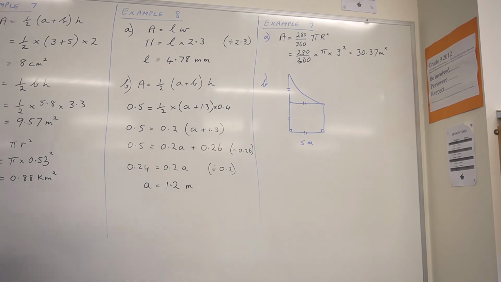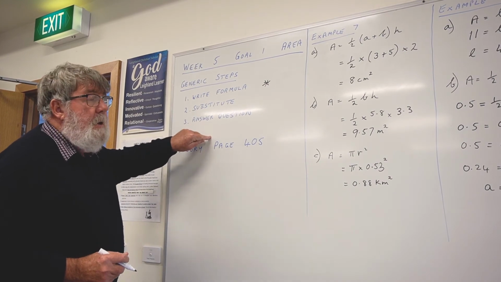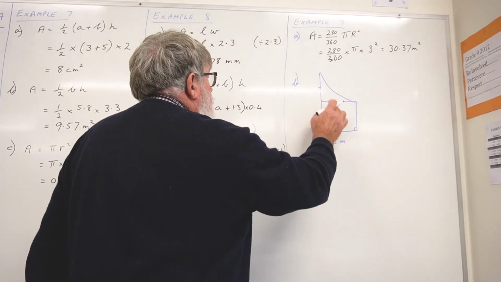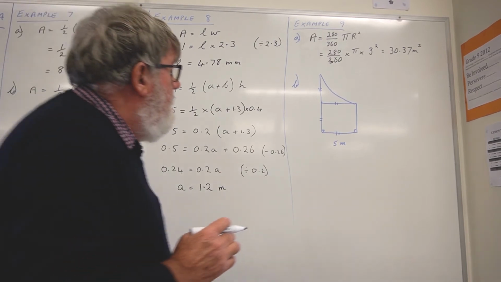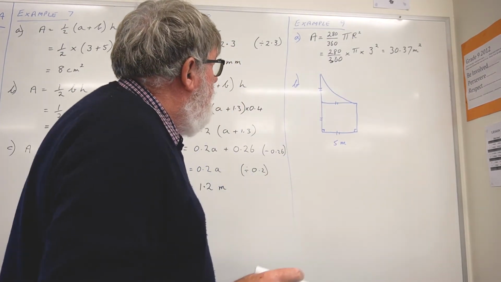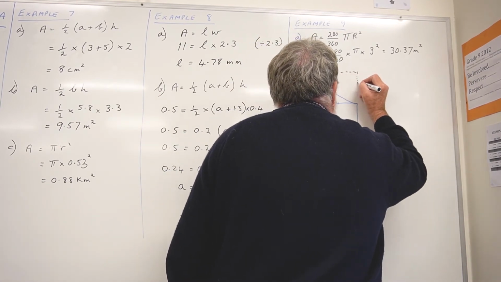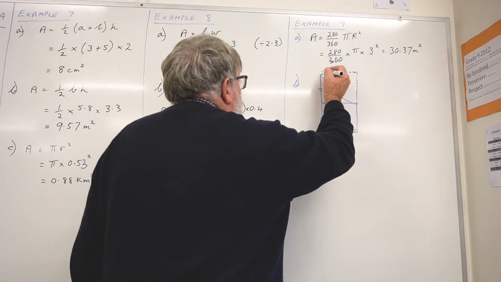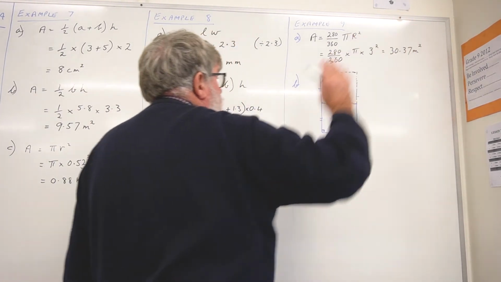Harkening back to what I said earlier, back over here, our generic steps: write the formula, substitute, answer the question. Look at how easy it makes this one. Look at that shape. How would we find the area of that? Well, the fact is, it's in two parts. I've got a square here and this funny little bit here. And the trick is to realise that that funny little bit there is actually a square with a quarter of the circle taken out.